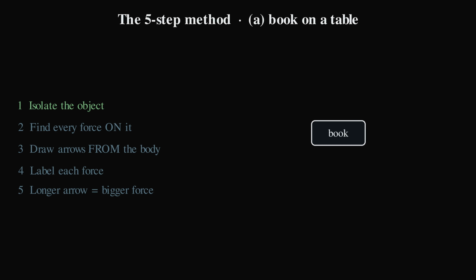Step 1, isolate the object. Step 2, find every force on it. Weight pulls down. Step 3, draw arrows from the body. The normal pushes up. Step 4, label each force. Step 5, equal arrows mean balanced forces.